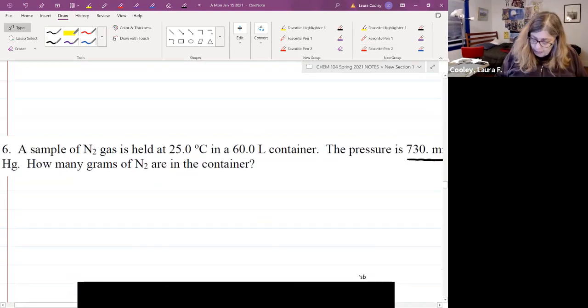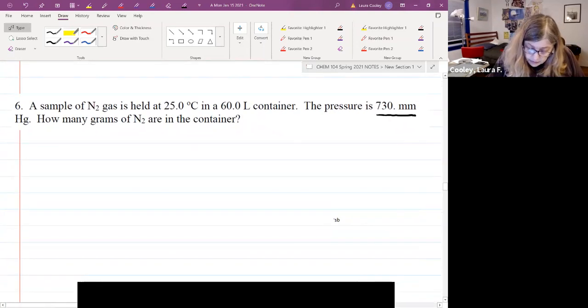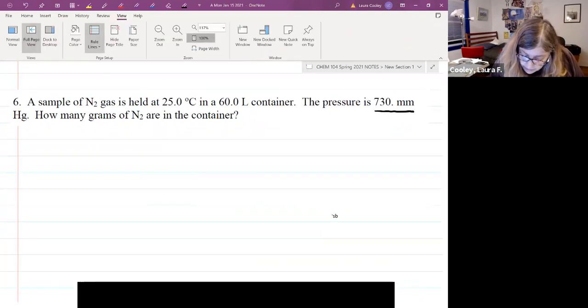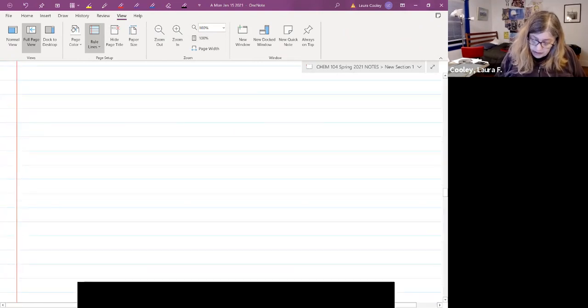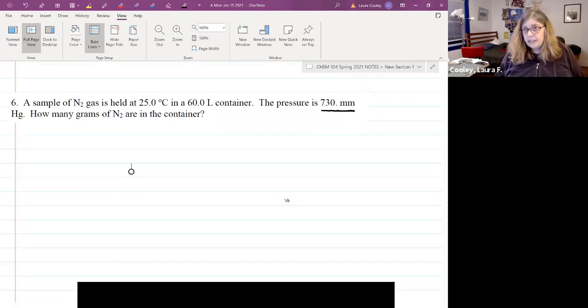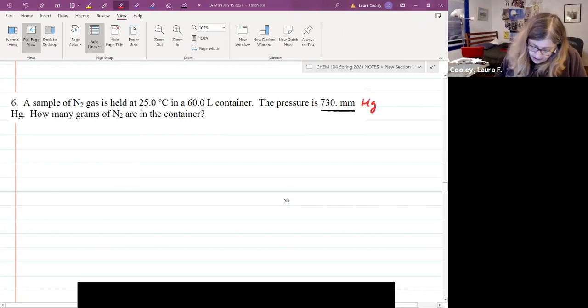All right, another problem here. Let's see. A sample of nitrogen is held at 25 degrees C in a 60 liter container. The pressure is 710 millimeters of mercury. How many grams of N2 are in the container? Okay, so here's a case where the ideal gas law alone is not going to be able to solve the problem because there is no mass in the ideal gas law.